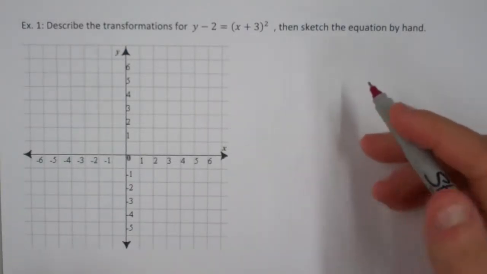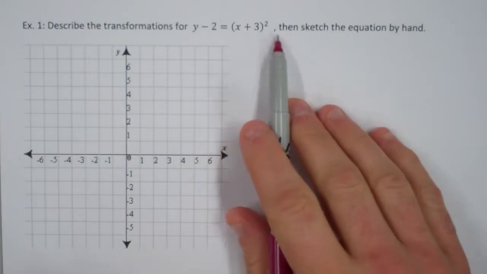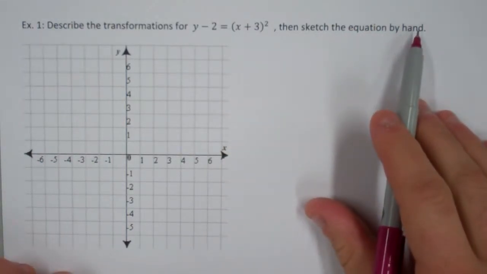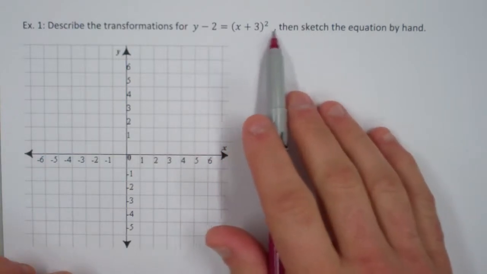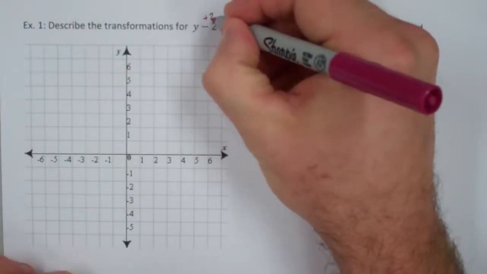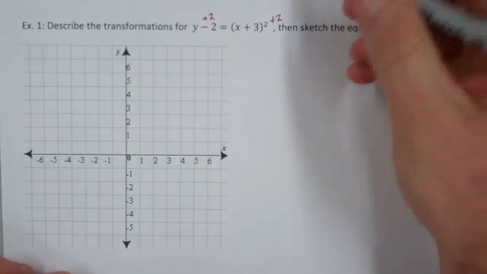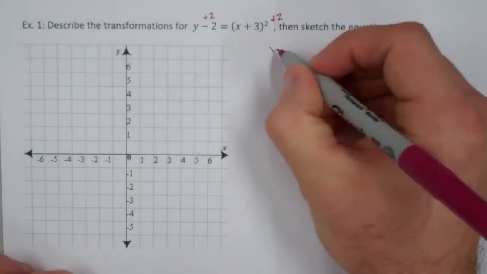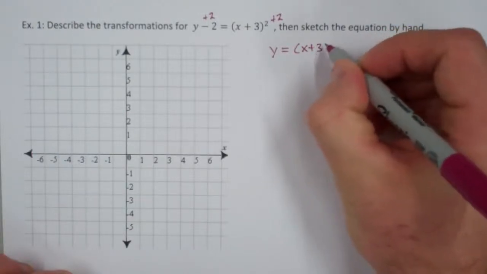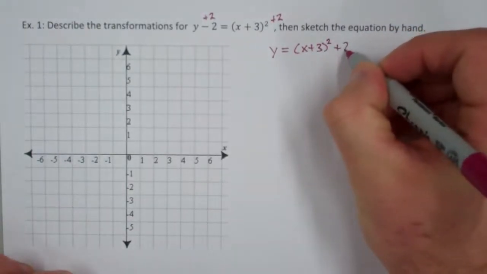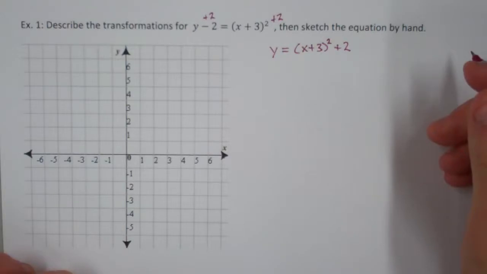In example 1, we need to describe the transformations for this equation, then sketch the equation by hand. One thing I'm seeing right away is this negative 2 should be over here. You don't really have to do that, but in the concept video, k was over here on the right-hand side. So I like to get y by itself if I can, and then place these values in their appropriate positions.